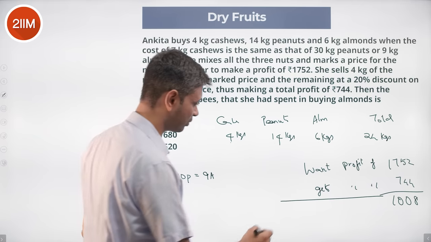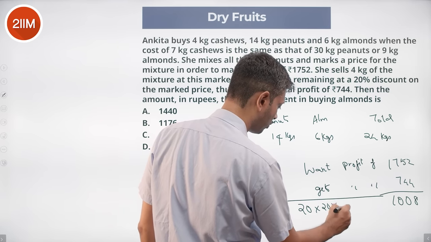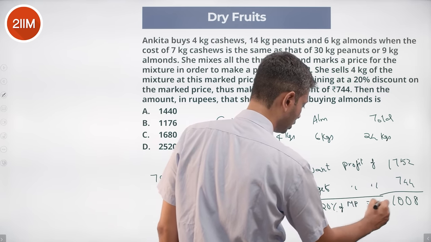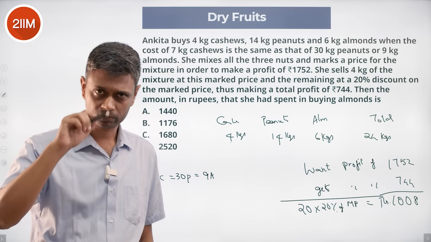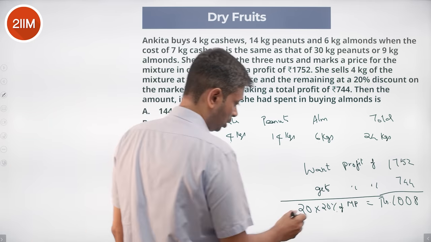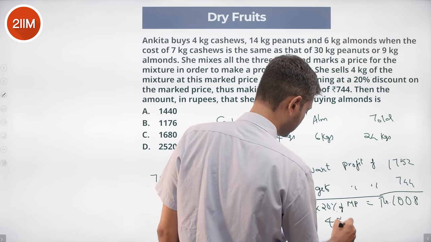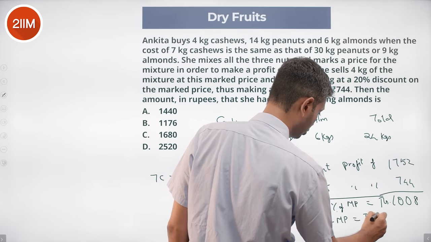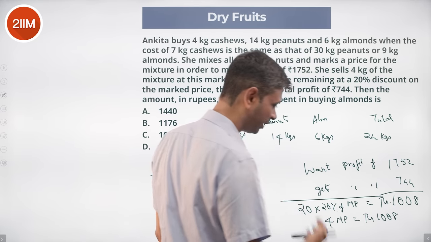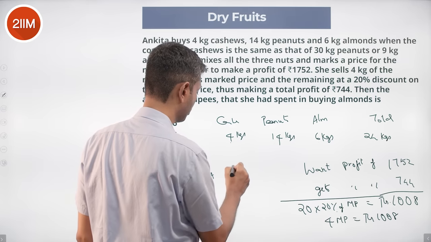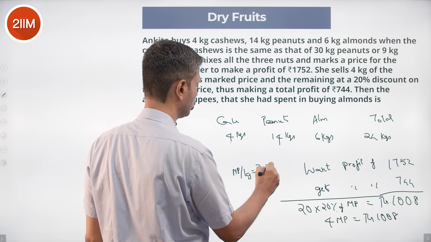So let's find mark price from here. 20 into 20% of mark price equal to rupees 1008. Mark price per kilogram of the mixture. That's what we know. 20% is 1 by 5. This is 4 times mark price equals rupees 1008. 1008 divided by 4 is 252. Our mark price per kilogram is rupees 252.